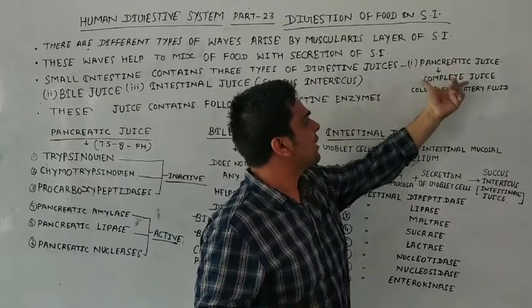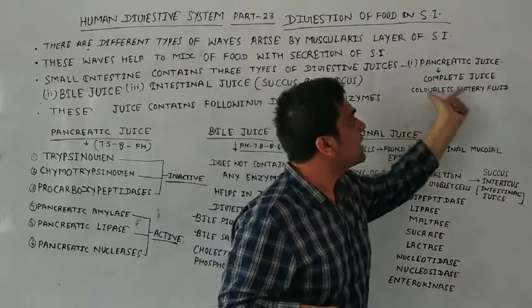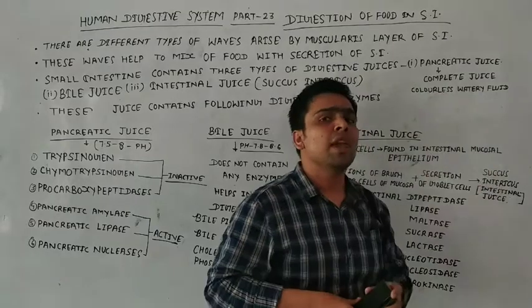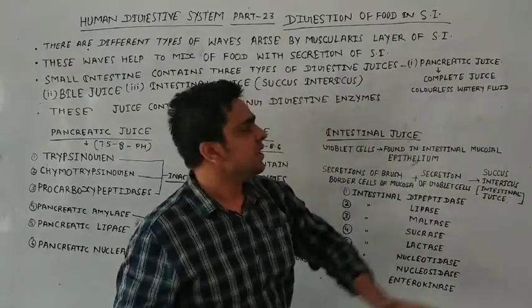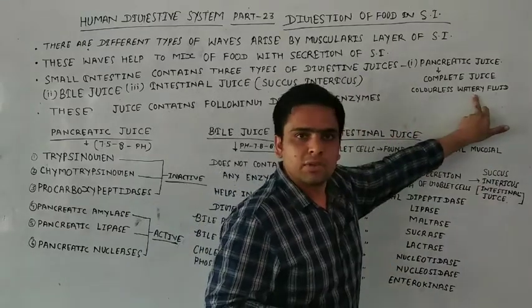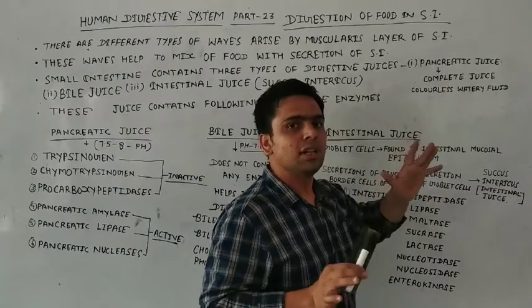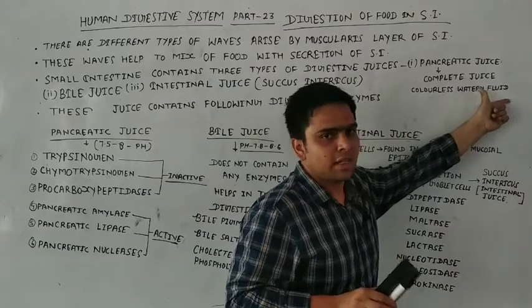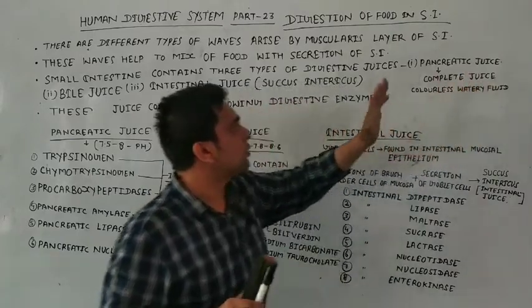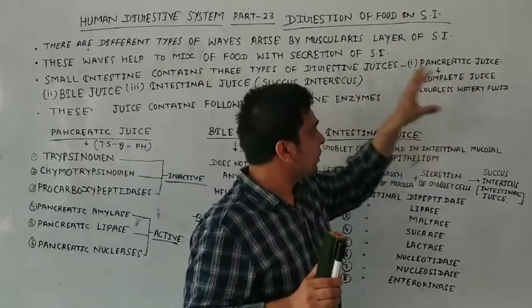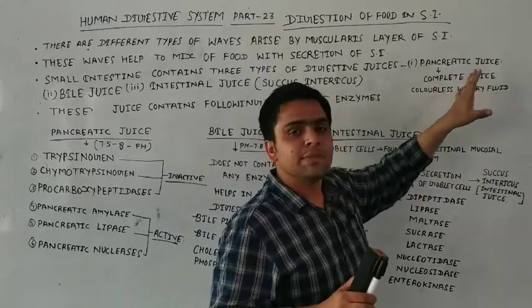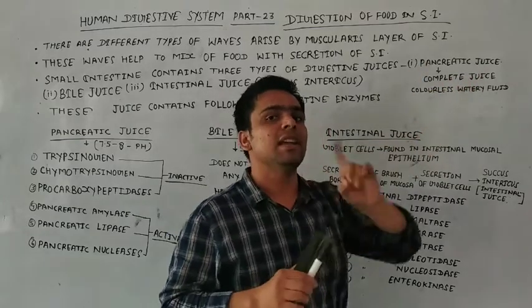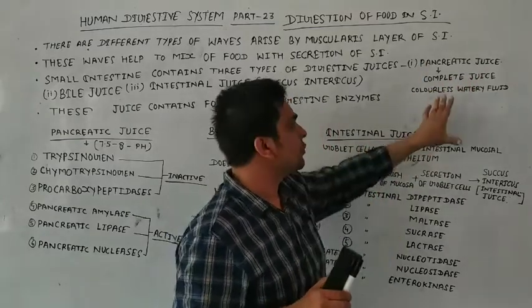So what is pancreatic juice? Pancreatic juice is a colorless watery fluid because the maximum composition of this juice is water. There is no color found in this juice. It is a colorless watery fluid, and the maximum part of this juice is made of water, meaning the highest content found in this type of juice is water.